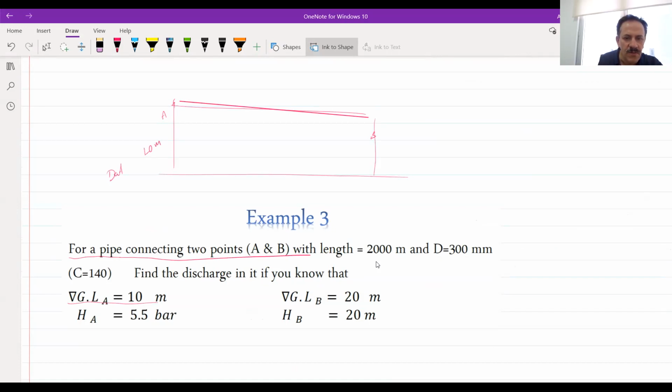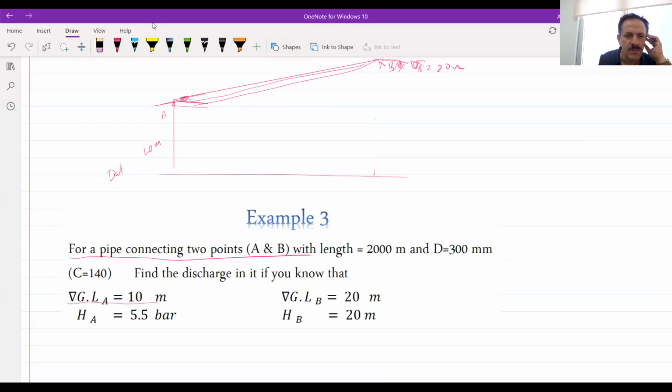And the ground level of B is 20, sorry, which means the pipe is going up. The ground level of B is 20. This is the pipe, this is B. This is the ground level, and the ground level of B is equal to 20 meters, and at point A the ground level is equal to 10 meters.